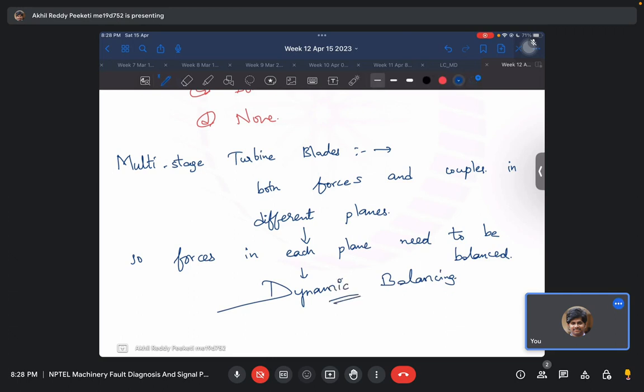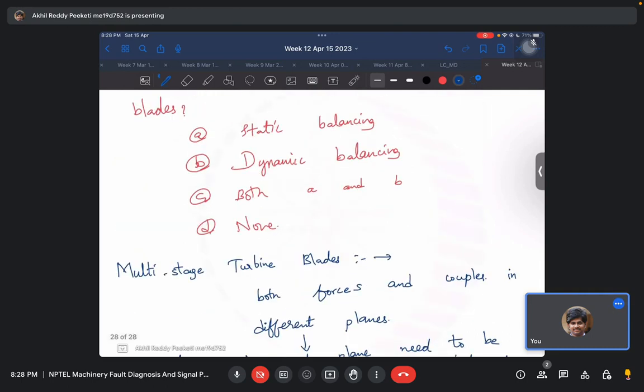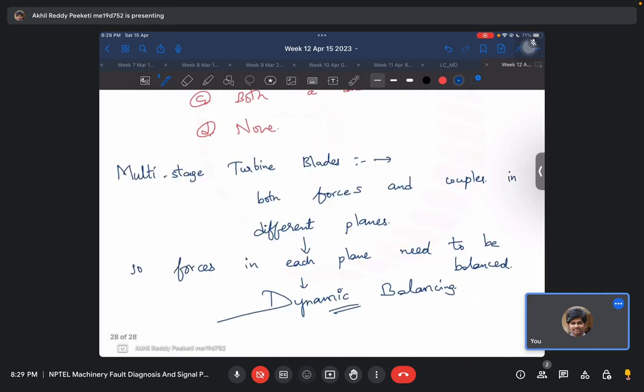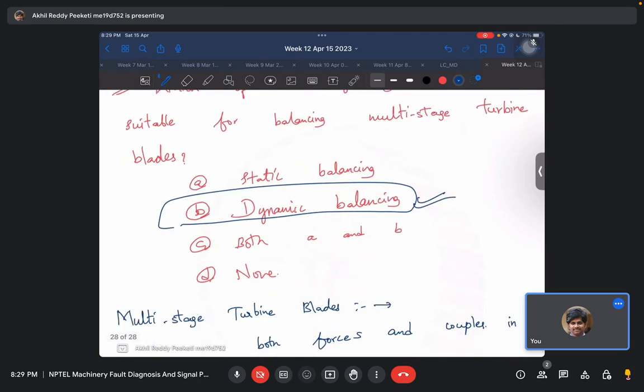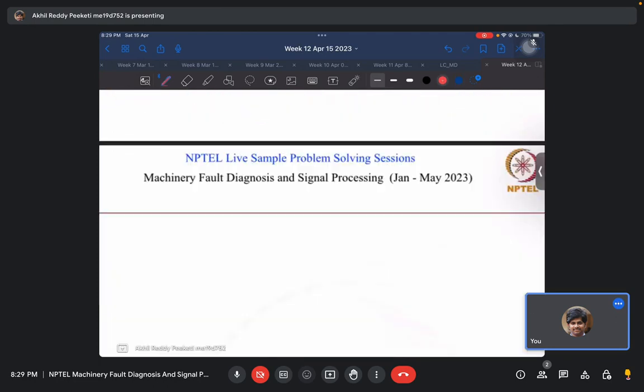Okay. So in multi-stage turbines, both forces and couples will be generated in different planes. So you balance out the force in each plane. So at the end there won't be any couples, because in every plane the forces are balanced. So this is called the dynamic balancing technique. Okay. On to the next question.